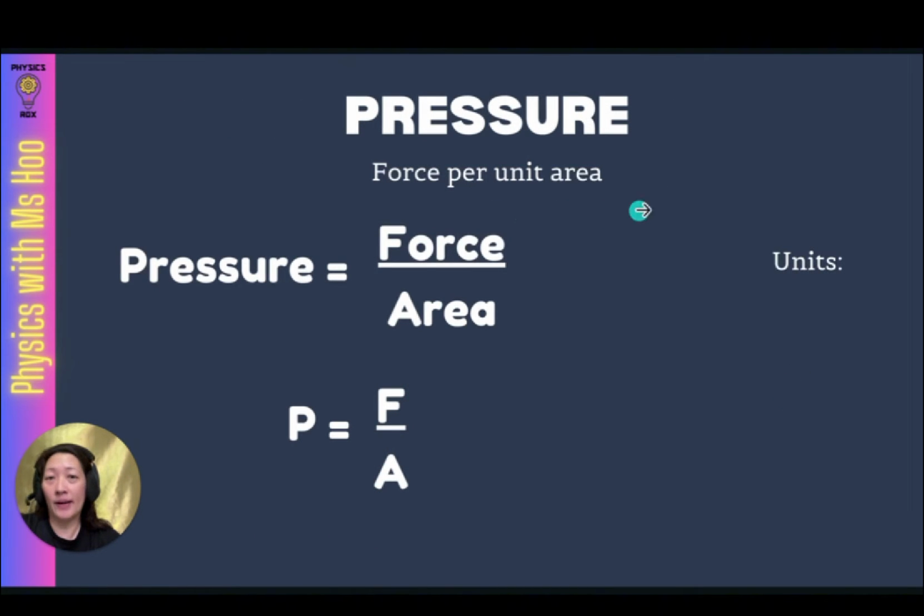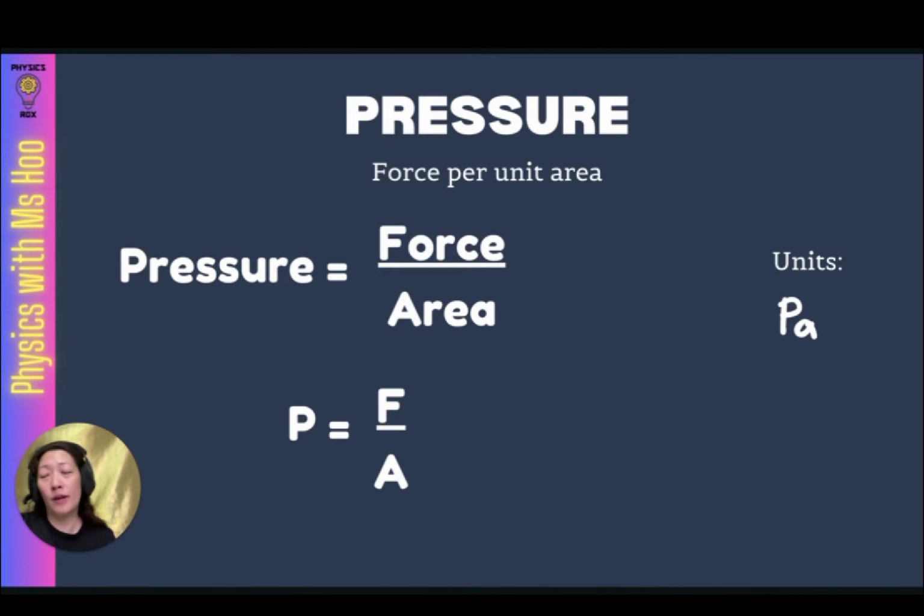As you should have learned by now, pressure is defined as force per unit area. The formula for pressure is force divided by area, or you can write P equals F over A in symbol form. The SI unit for pressure is Pascal. I'm going to write it over here. The short form for Pascal is written as Pa. So Pa stands for Pascal.